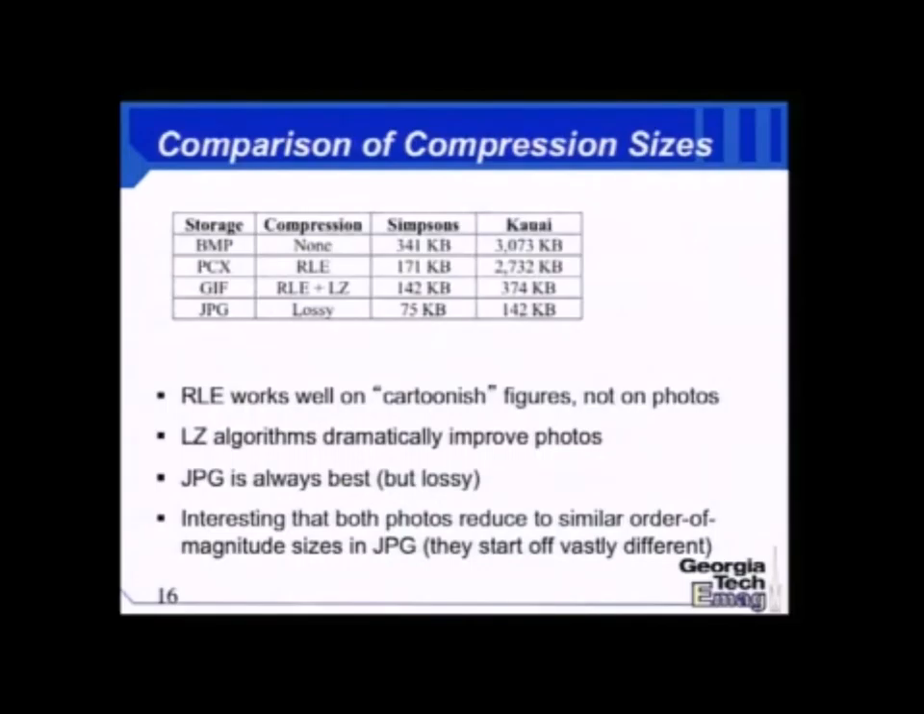Okay. Now, if you use the GIF standard, that applies. That is a lossless technique. And they do run length encoding plus Lempel-Ziv. And you see, ooh, look at that. The Simpsons got even smaller because now we're adding Lempel-Ziv. But most of the information was redundancy. Most of the gains were in redundancy. So you see that the big jump was going from nothing to run-length encoding, not run-length encoding to Lempel-Ziv. And Kauai, ooh, Lempel-Ziv is actually very effective in that image.